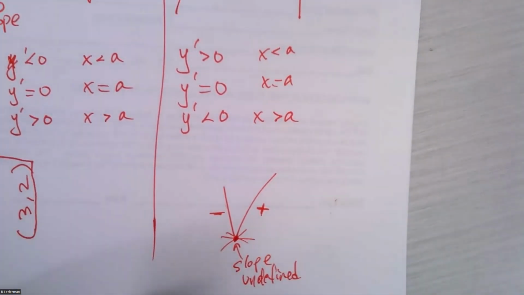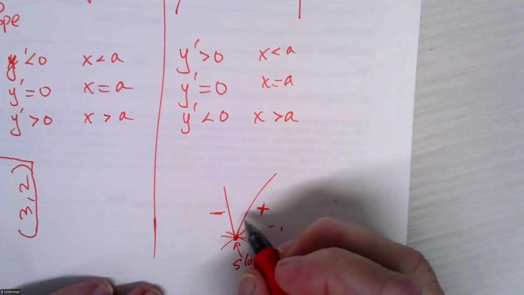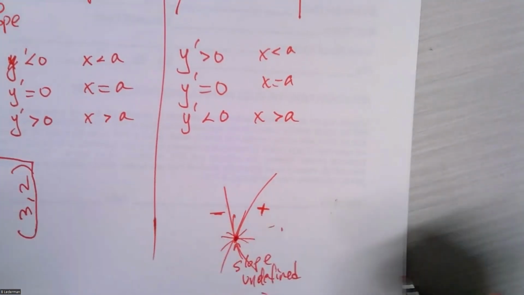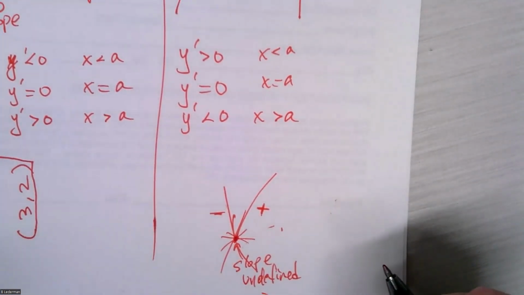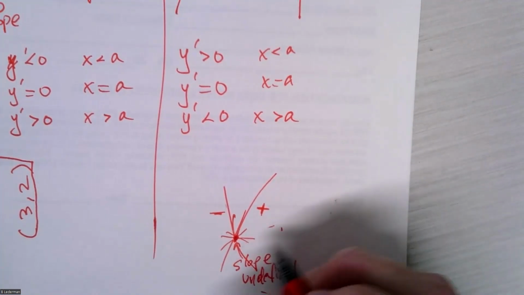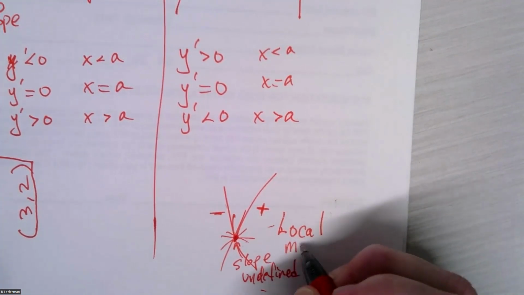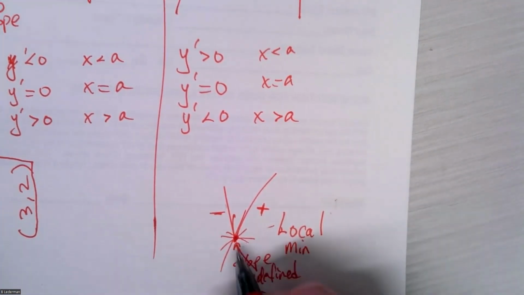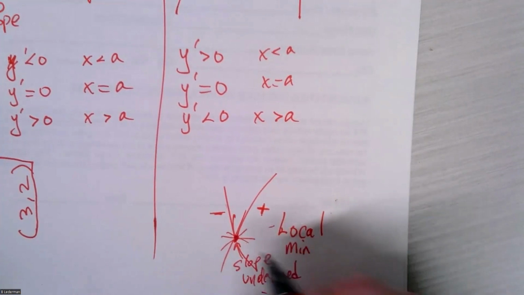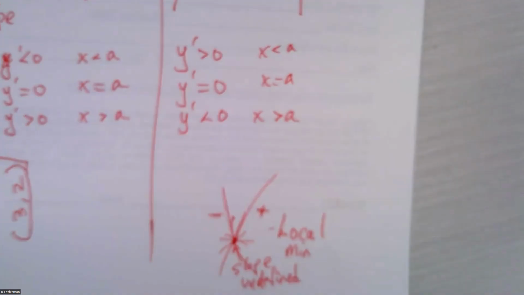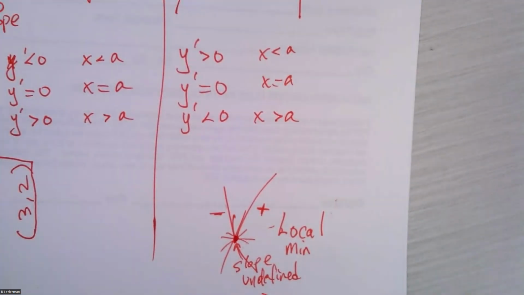It could be undefined for other reasons, because when I come in from this side, I get that way, and when I come from this side, I get that way. There are a lot of reasons why this point has an undefined slope. Nonetheless, it is a min. It is still a local min, because it is the lowest point on the graph. Anyway, this is leading up to something which I'm going to give you in a formal, official way.